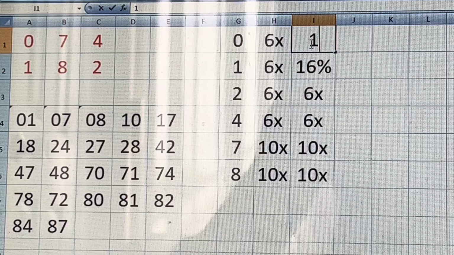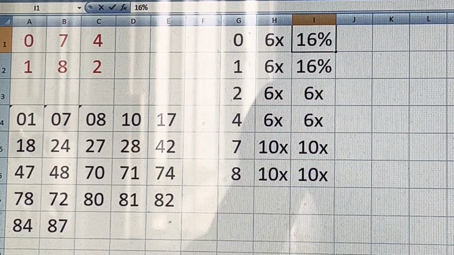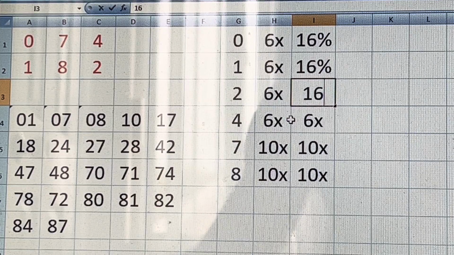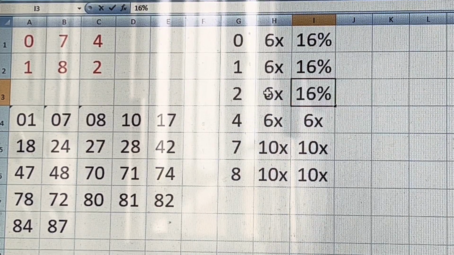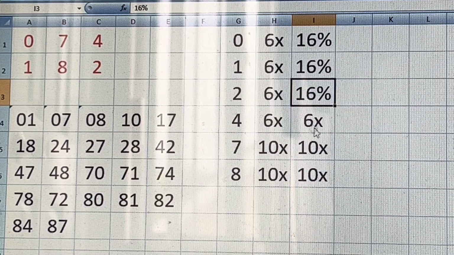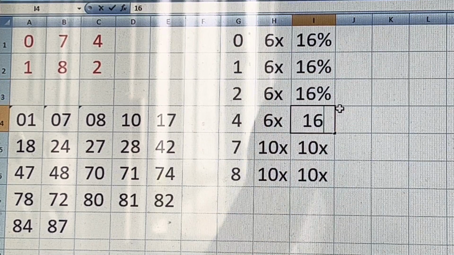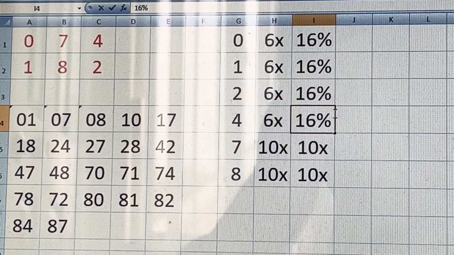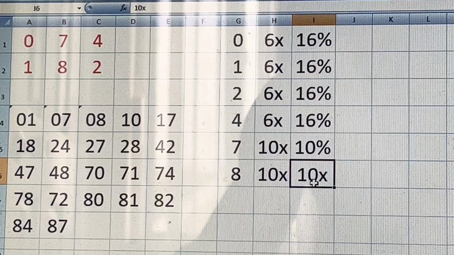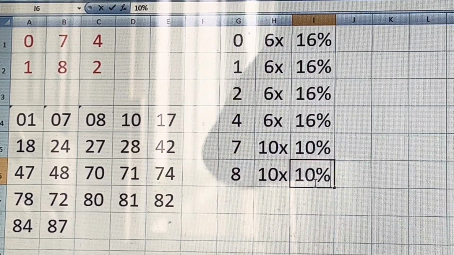Also for digit 0, you have 16% chance of picking one of those digit 0 correctly. You also have 16% chance of picking the digit 2 correctly, because it occurs 6 times. So 6 out of 100% is almost 16%. Same thing here, 16%. And for digit 7 and digit 8, you have 10% chance of picking the digit 7 correctly, because it occurs 10 times.